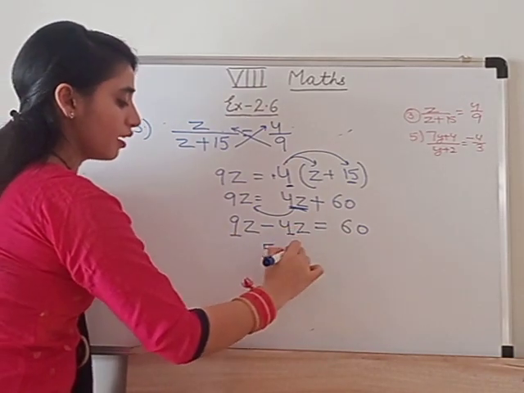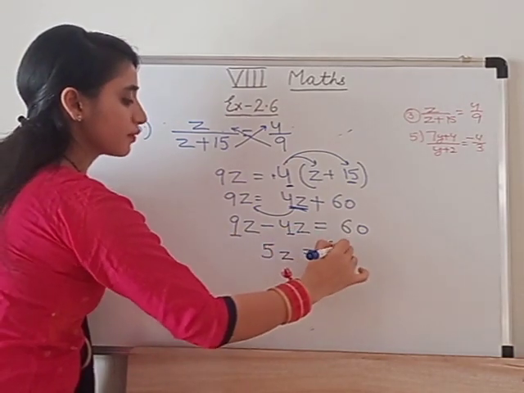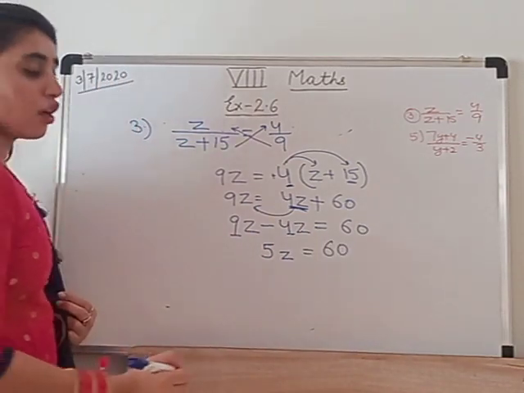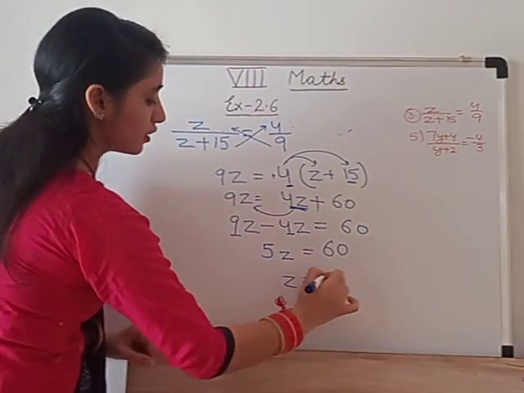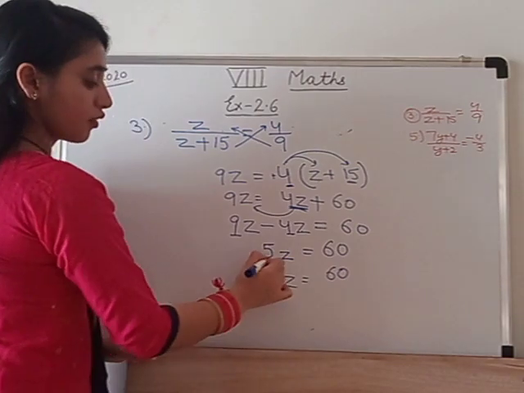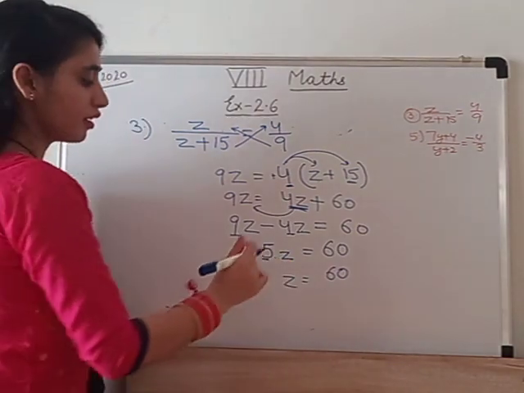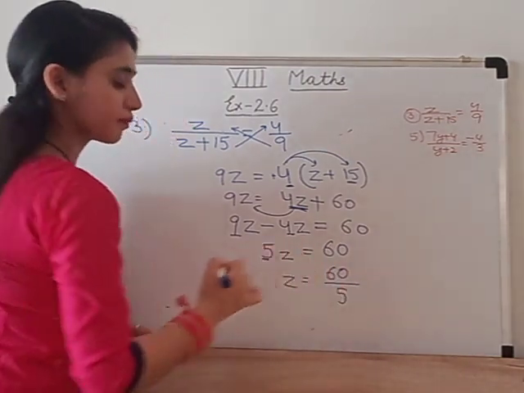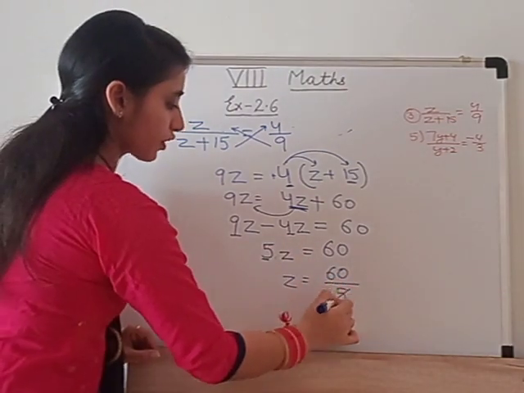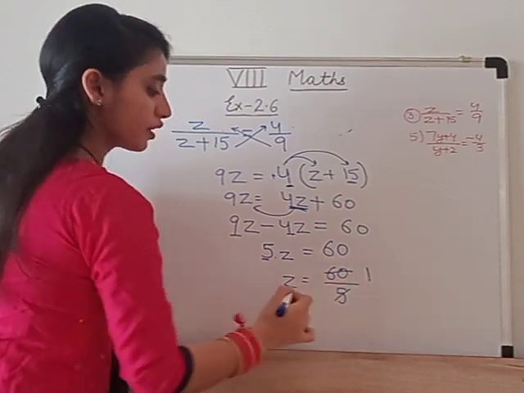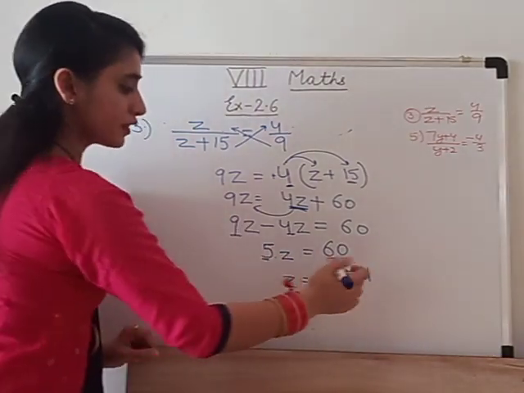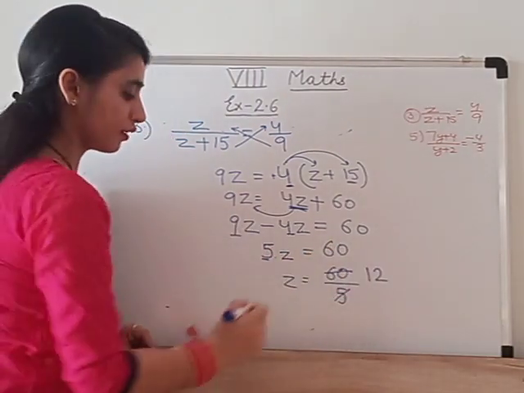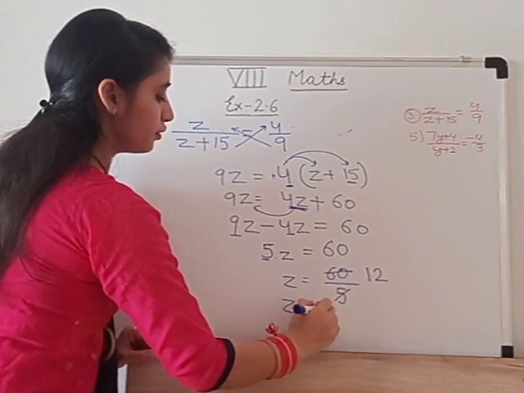Z variable as it is equals to 60. Now value of z variable is equal to 60. 5 is in multiplication with z. When we shift to the right side, then it is in division sign. Okay, now cut this. 5 ones are 5, then 5 ones are 5, 5 twos are 10. Value of z is equal to 12.